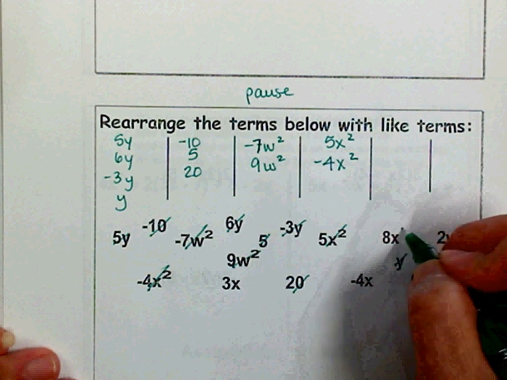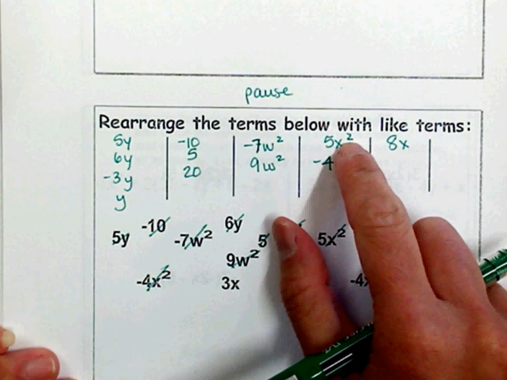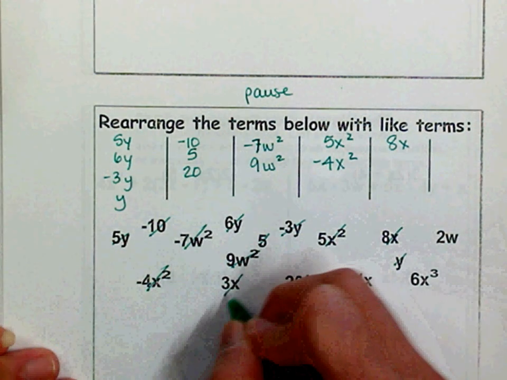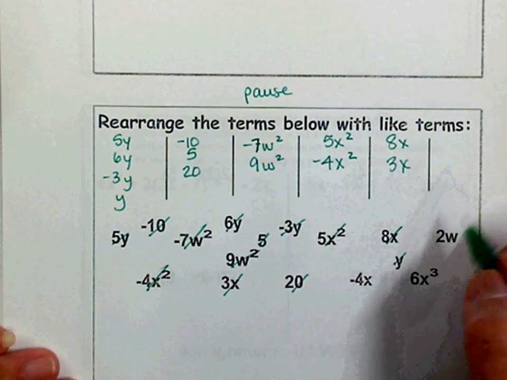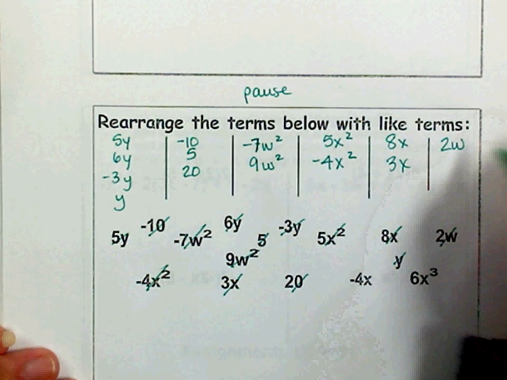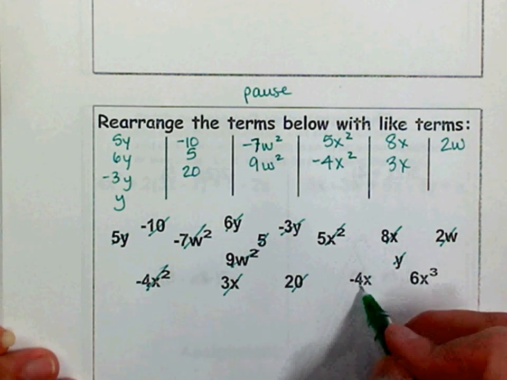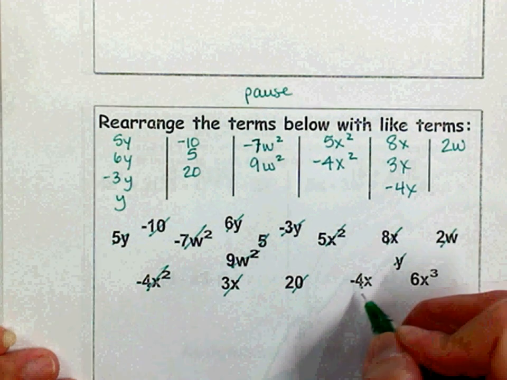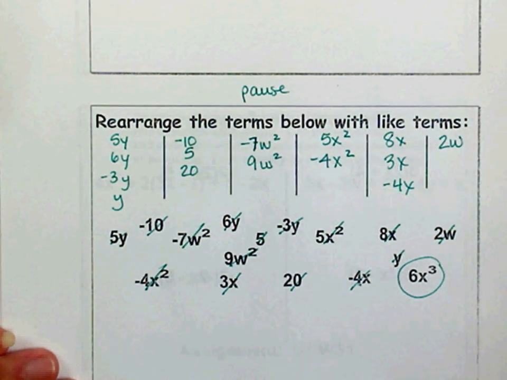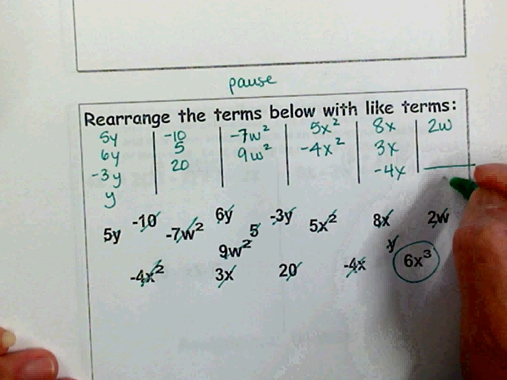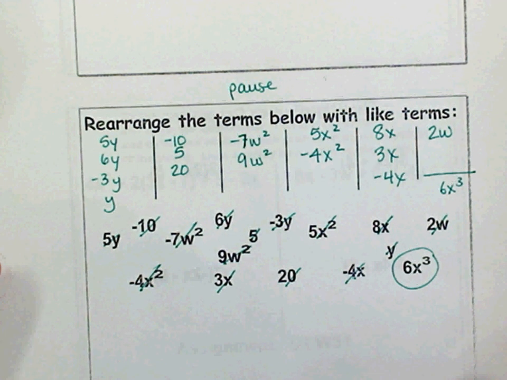Notice how these are not like terms. It has a square, this one does not. Do you see another x? 3x, do we see another x? Nope. Next, you have 2w. Any other w? Oh look, I forgot one, negative 4x. Don't forget that. Nope, that's it. And now you have this one all by itself. So we can put that one all by itself. Okay? Not the same. Check your work.